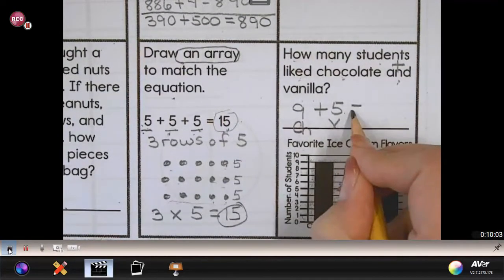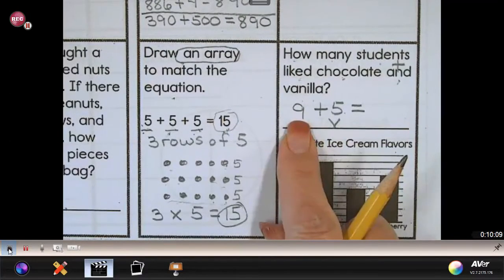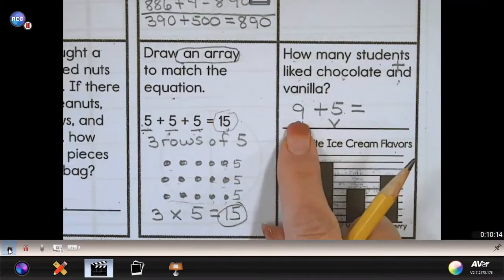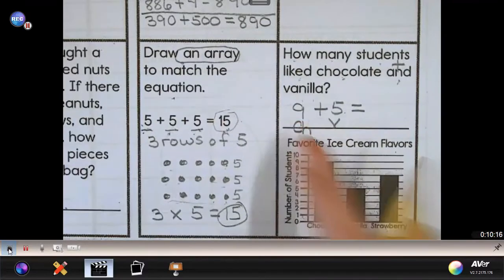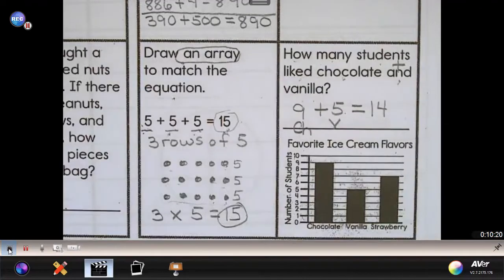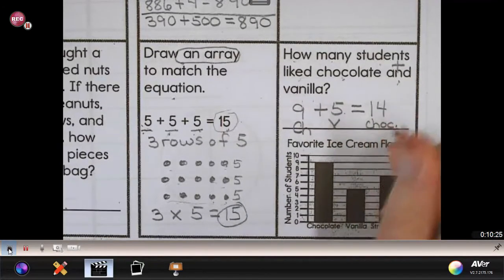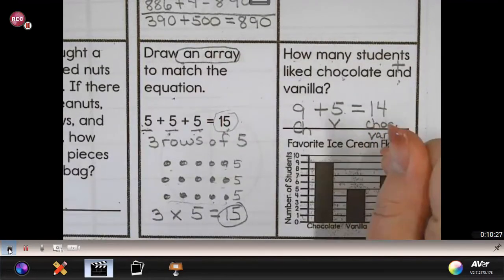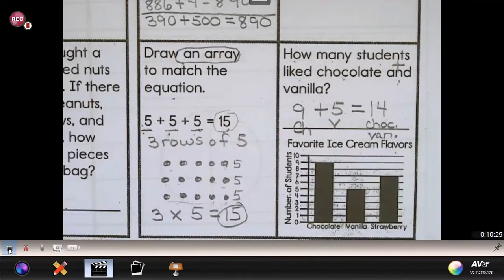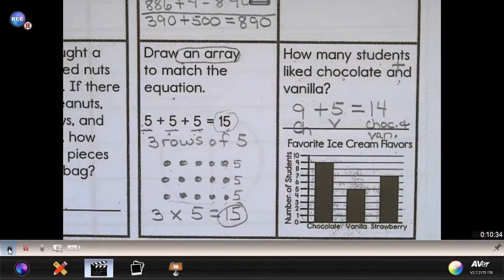And when I add those, if you think about 9 plus 5, think about 10 plus 5. What is 10 plus 5? If you said 15, you're correct. Now, let's just take 1 away from that, and 1 less than 15 would be 14. So, chocolate and vanilla. So, 14 students like chocolate and vanilla. And here's a little and sign here.